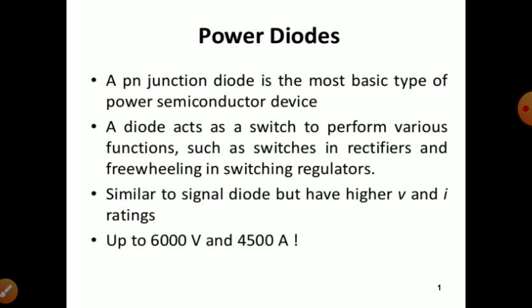These power diodes can handle a voltage range of up to 6000 volts and a current range of up to 4500 amperes. They are used in HVDC transmission systems, that is, high voltage DC and high voltage AC transmission systems for switching applications. So that's about the power diode.